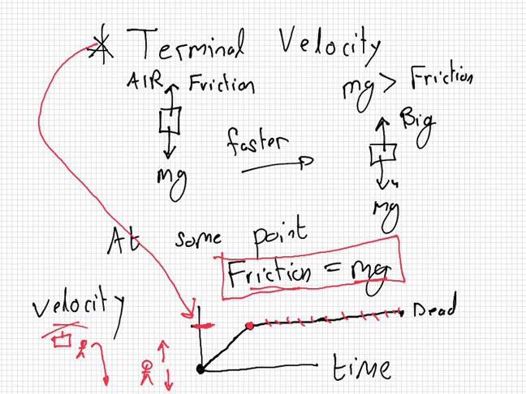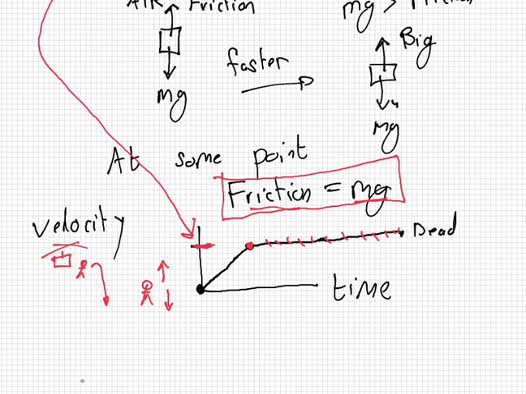What makes the friction equivalent to the weight? Well, as he falls, he gets faster, true? As he gets faster, what happens to air friction? It gets bigger, and it will increase until it equals the weight. How do I define terminal velocity? If you want a formal definition, you would say terminal velocity is the maximum velocity, normally in free fall.